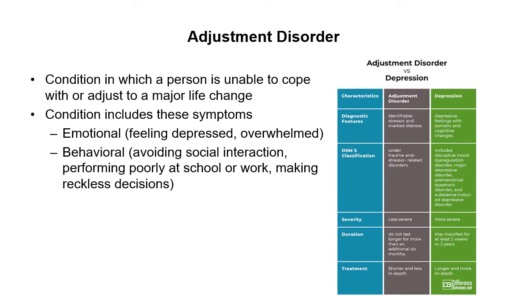An adjustment disorder is when a person is unable to adjust to or cope with major life changes, or a specific major life change. This can cause depression or feelings of being overwhelmed. It can cause people to change behaviorally, like avoiding social interactions. They could start performing poorly at school, making reckless decisions. So these are major life events, such as the loss of a loved one, or even the transition from high school to college. These types of things can cause very severe emotional problems.